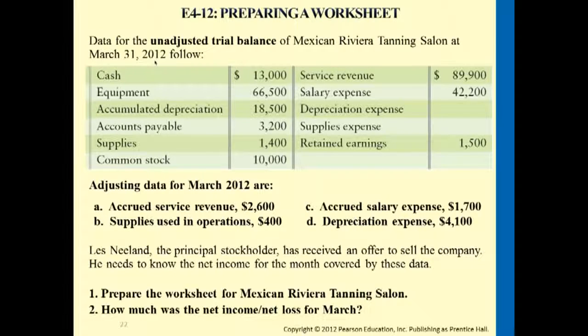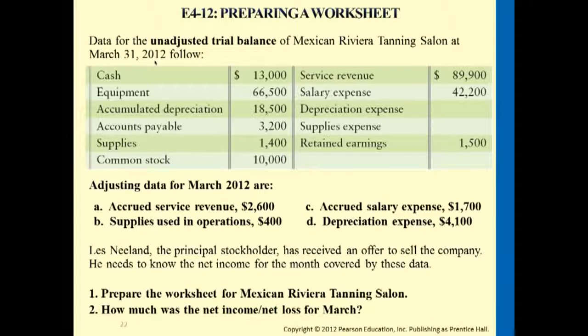The second entry here, supplies used in operations. So meaning that $400 worth of supplies already has been used up. It's no longer there. So originally we have a balance of $1,400, and now we used up $400. This turns into supplies expense.